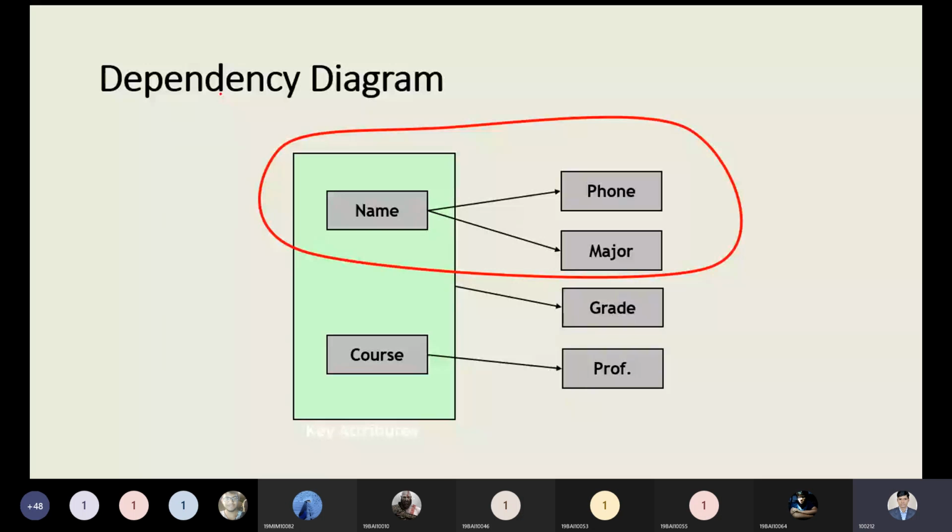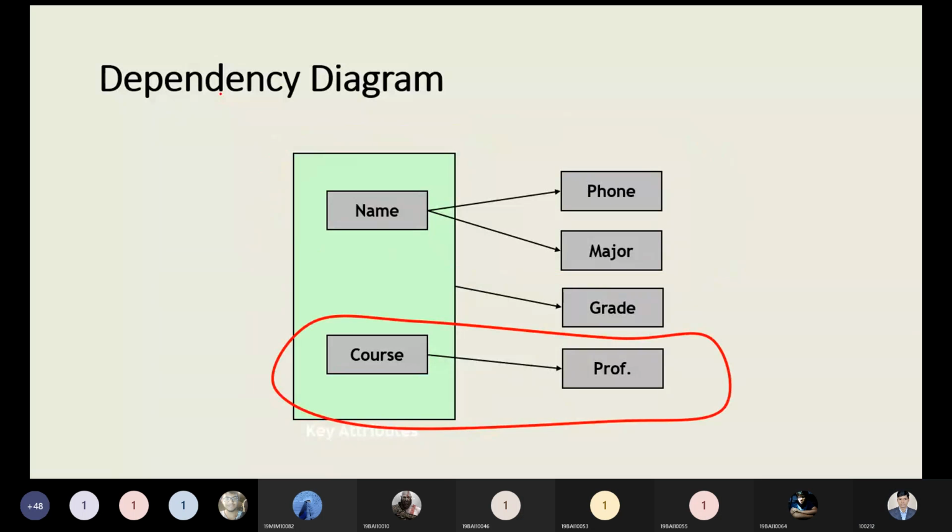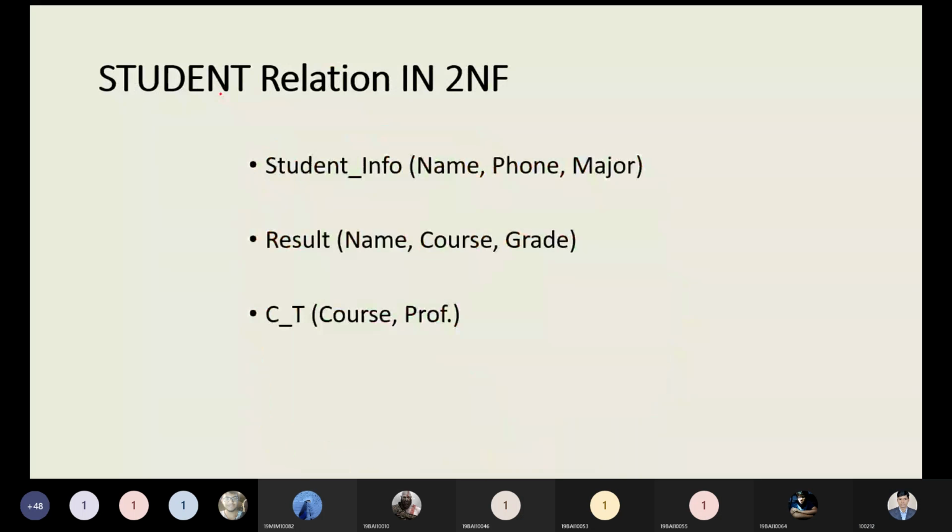So it is a better idea that we decompose. After applying the decomposition, at least we can avoid the redundancy. Let us check this process by applying the decomposition. Phone, major and name can be part of one relation. Next, professor and course will be part of one relation. Next we can make name, course and grade, so we can have three different relations. Can we say we can have that? Yes, sir.